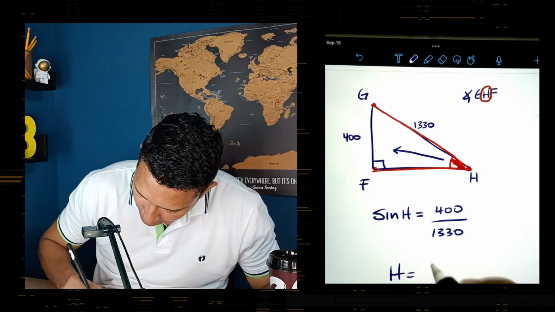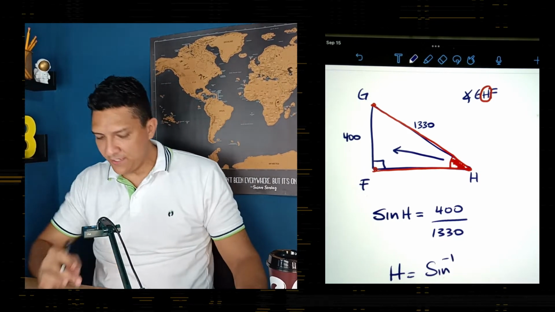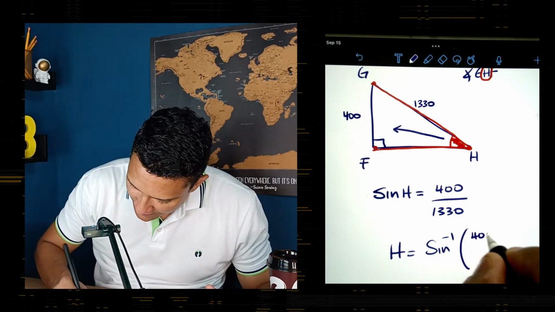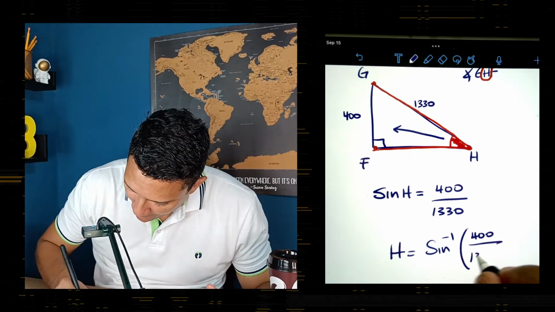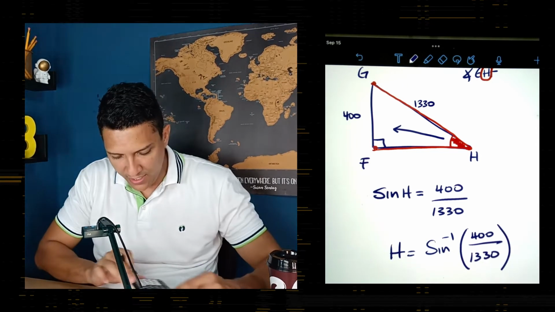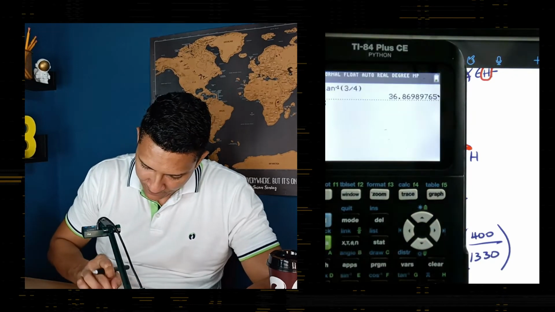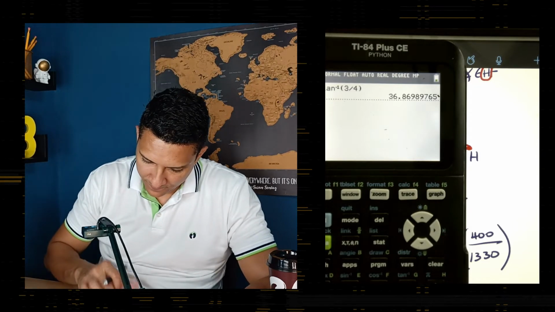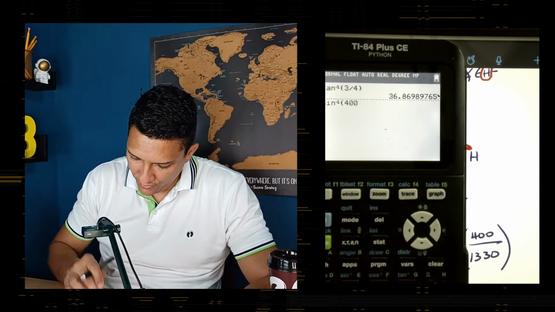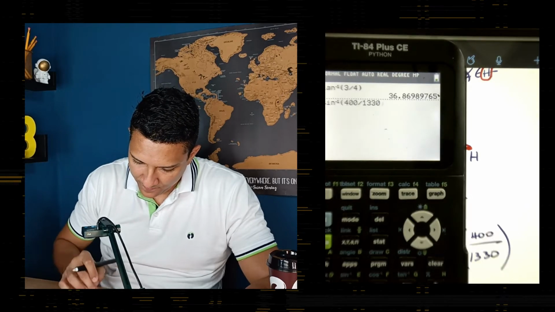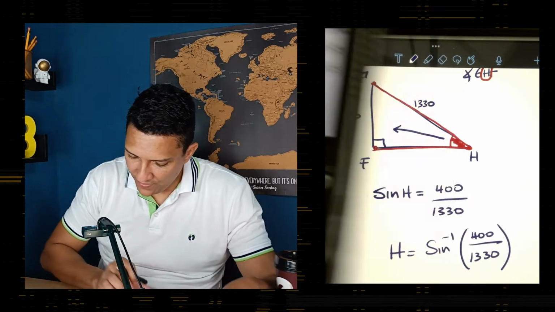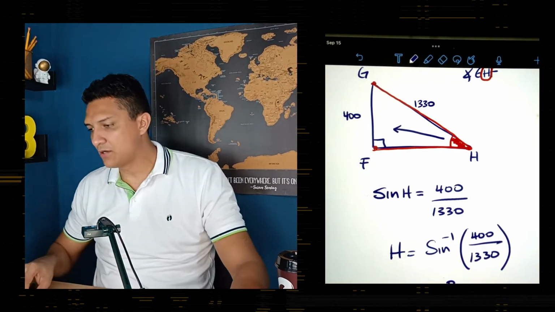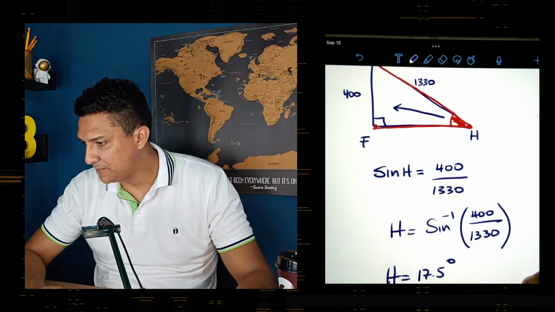So I pass the sine to the other side. It passes as the inverse. So sine inverse of 400 divided by 1,330. I'm going to input that in my calculator. So inverse of sine, I need to press second sine, as you can see. And then 400 divided by 1,330, that is 17.5. So angle H is 17.5 degrees, as you can see here.